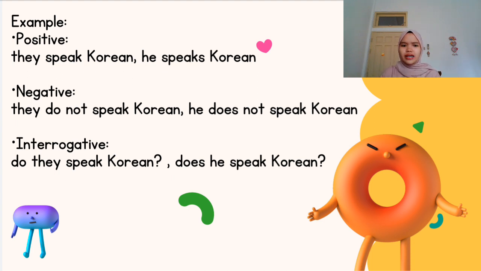And what about the negative form? The negative form, we'll use does for she, he, and it, and I, you, we, they with do. So they do not speak Korean, but for he, we are going to use does. He does not speak Korean, like that.